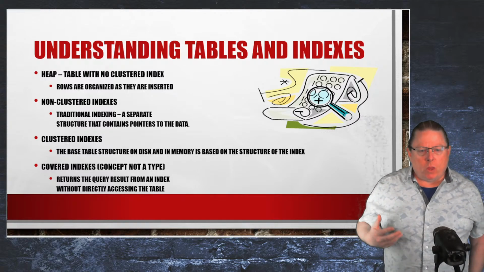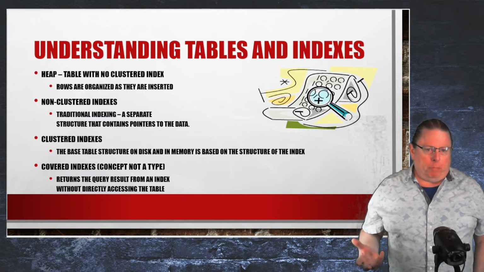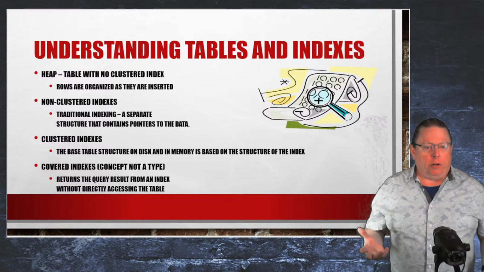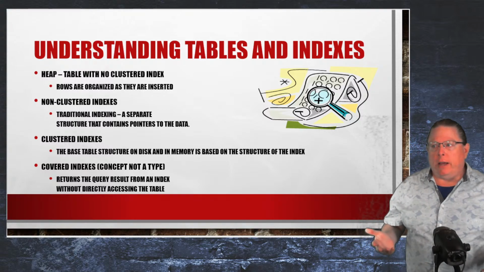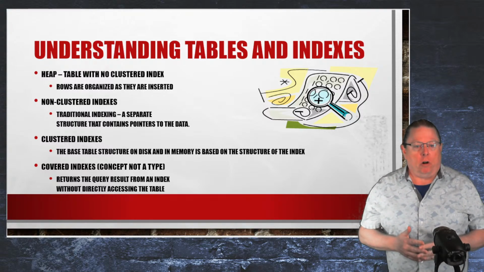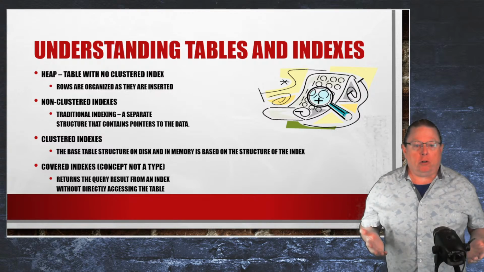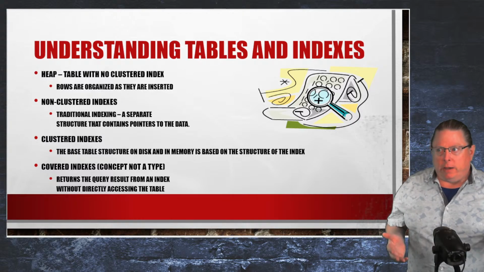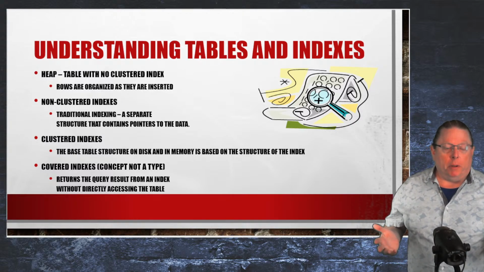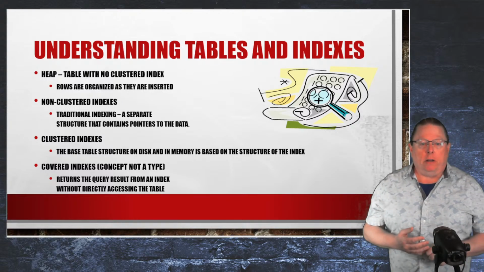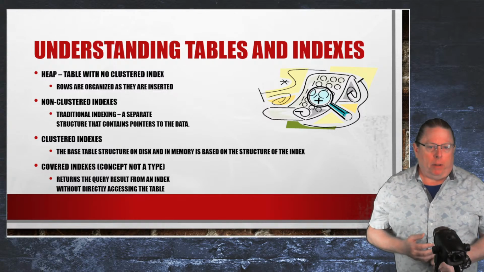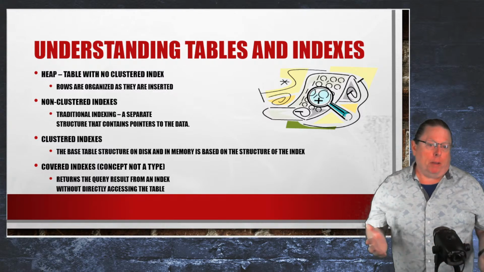But then you take a heap, an unclustered table, and you put a clustered index on it. With a clustered index, you always tell it what to cluster on. Oftentimes people cluster on an ID or an ever-increasing value, like an integer identity or a bigint identity. Or you might cluster on a GUID, a unique identifier. Maybe that's not the best option sometimes, maybe it is.